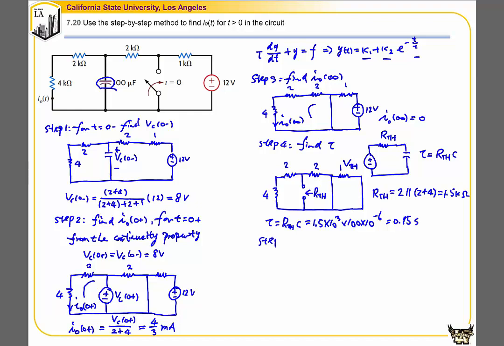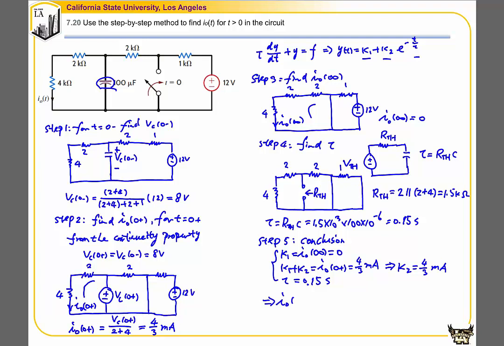Step 5, I'm going to draw the conclusion. We already know that K1 is equal to the steady state value I0(infinity), which is equal to 0. And K1 plus K2 is equal to the initial condition I0(0 plus), which is 4 over 3 milliamp. And the time constant tau is equal to 0.15 second. We can further solve for K2, which is equal to 4 over 3 milliamp. Then I0 as a function of t is equal to 4 over 3 times e to the power of negative t over tau for t greater than 0.